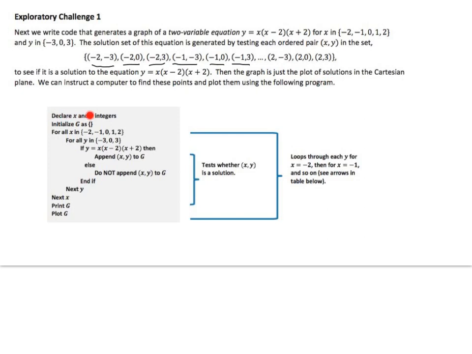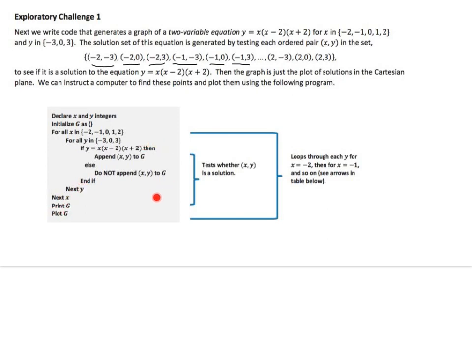First, we're going to declare x and y integers. We're going to initialize a G as an empty set. And then for all x, given here, for all y, given there, if y equals the multiplication of the x values, the linear terms, then append xy to g. Okay, make it a part of the answer. Else, do not append xy to g. Next y, next x, print g, plot g.